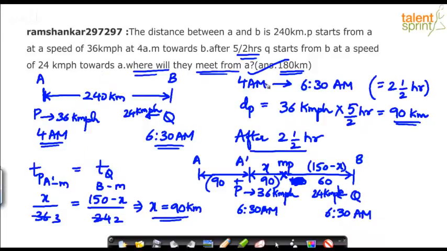Then you don't have to write 4 a.m. to 6:30 a.m., 2.5 hours, distance and all that. You know that in 2.5 hours, distance covered will be how much? 36 plus 36 plus 18, 90. So already 90 is gone, now remaining is 150. For that 150, you apply this.